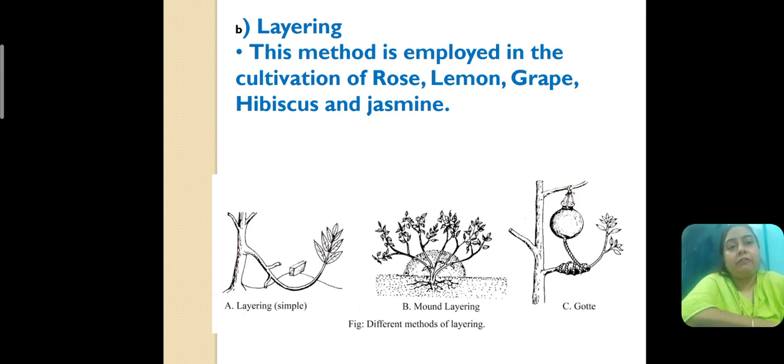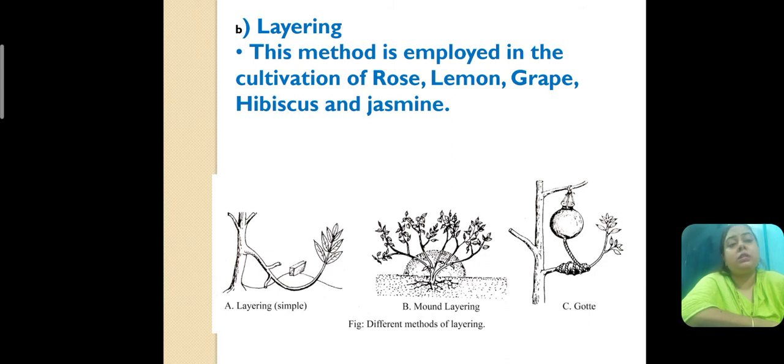The second type of layering is mound layering, where many lower branches are covered with soil at the base of the plant, and adventitious roots develop from each branch, and then these branches are detached from the parent plant and grown as new individual plants. This is figure B of the slide. Refer to figure C.